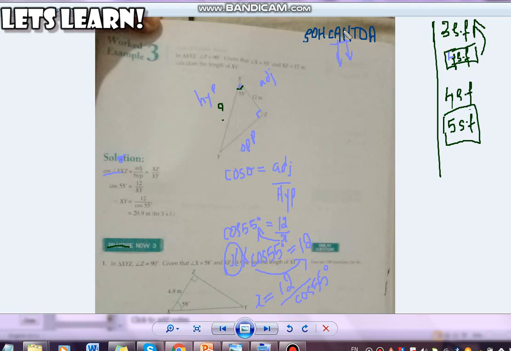What if you're given the opposite or the adjacent side? So what ratio will I use for it? Yes, you are thinking right, you'll be using tan ratio over here.